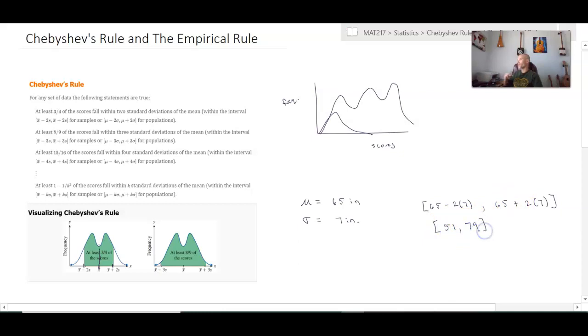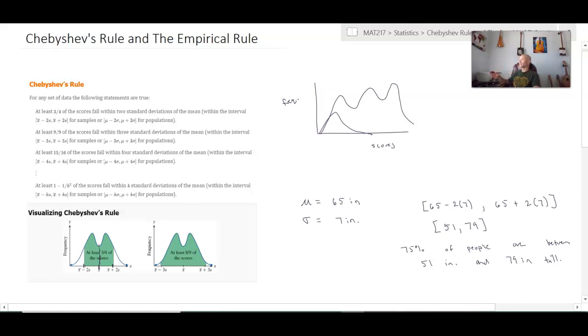So there's some tall people in this population, but we can be certain that 3/4, or 75%, of people are between 51 inches and 79 inches tall.